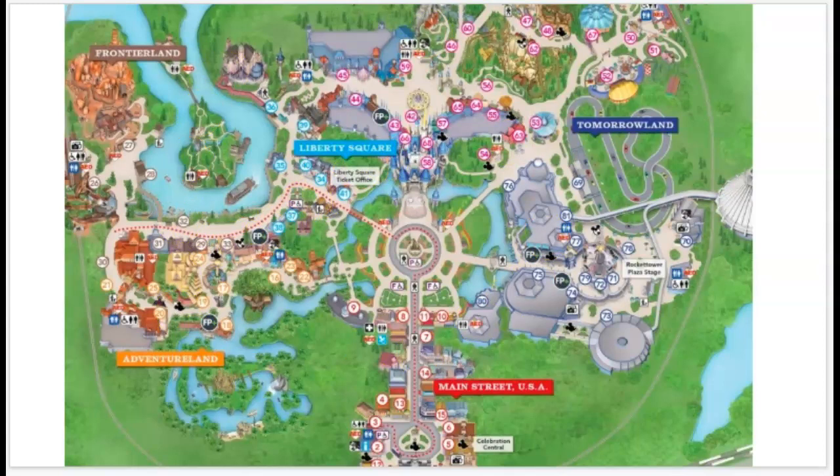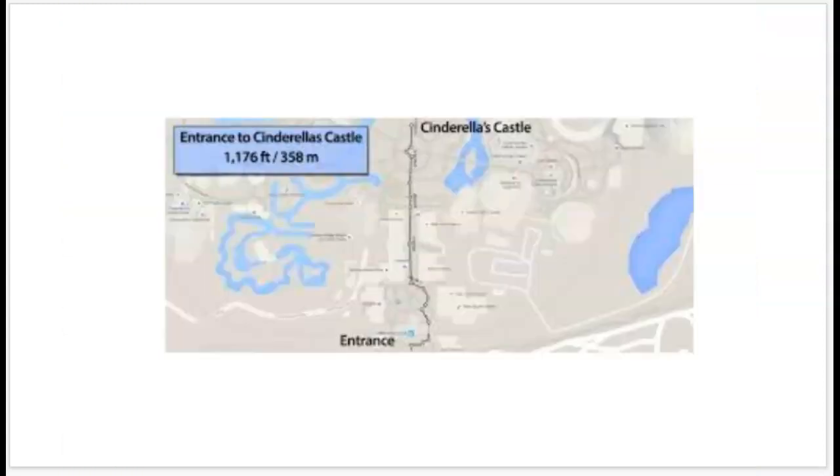So I actually did a little research and found a website that tells you the actual distances to and from different places in the Magic Kingdom. Let's say that you were going to visit somewhere like that, and you wanted to know how long it took you to get to Cinderella's Castle. So in this little picture, it shows us that from the entrance to the park down here to Cinderella's Castle, it's about 358 meters or 1,176 feet. So in this case, the reference point to Cinderella's Castle is the entrance.